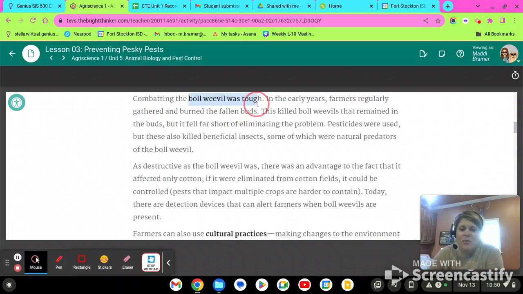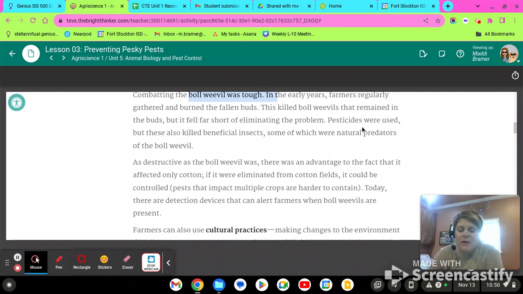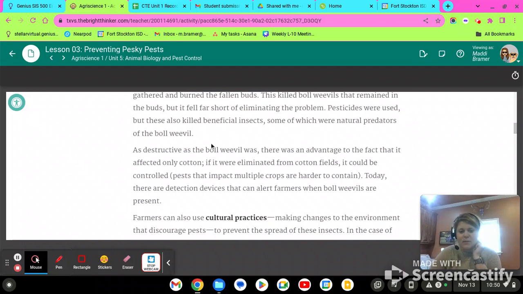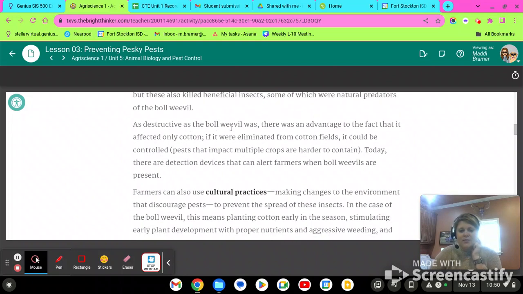Combating the boll weevil was tough. They couldn't find a way. Pesticides were used, but they also killed good insects, so they couldn't really find a good solution to the problem. As destructive as the boll weevil was, there was an advantage to the fact that it only affected cotton. So if it were eliminated from cotton fields, it could be controlled. Pests that impact multiple crops are harder to contain.